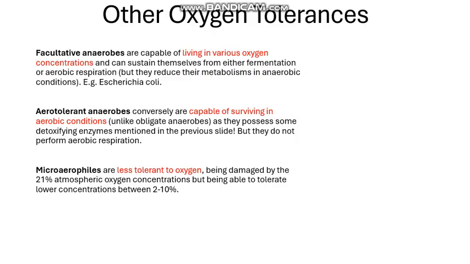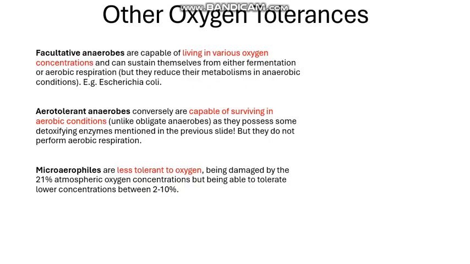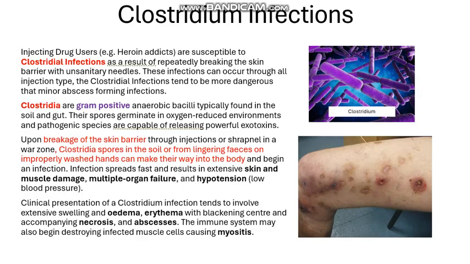We also have aerotolerant anaerobes, which are capable of surviving in aerobic conditions, unlike obligate anaerobes, as they possess some detoxifying enzymes mentioned in the previous slide, like the superoxide dismutase enzymes. But they do not perform aerobic respiration, so they're tolerant of air, but they don't breathe it. Microaerophiles are less tolerant to oxygen, being damaged by the 21% atmospheric oxygen concentrations, but they're able to tolerate some lower oxygen concentrations, for example those in the gut.